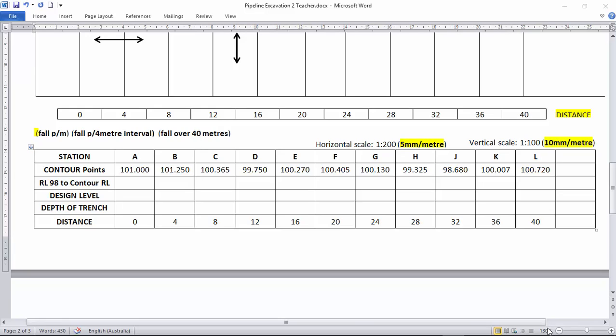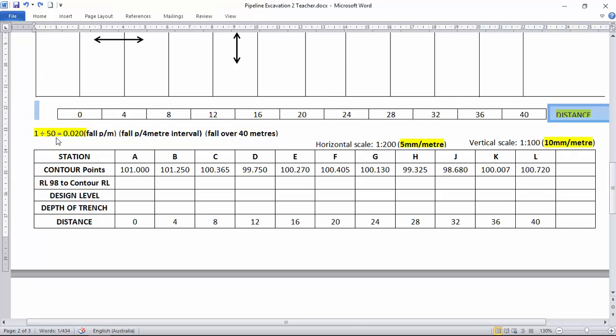Hi everyone, today we're looking at longitudinal trench excavations, how we draw the plan and complete the recording of information for the calculation. Our contour points are 4 metres apart. We have to set out 4, 8, 12, 16, etc. We need to know our grade.